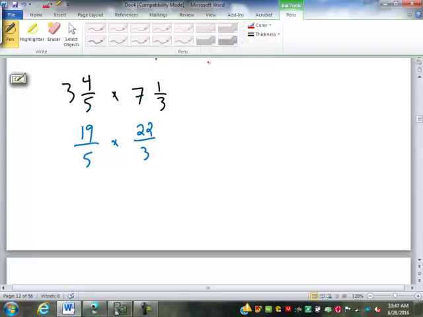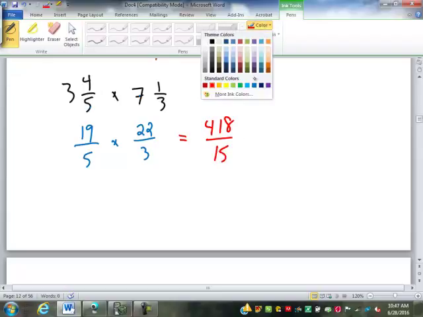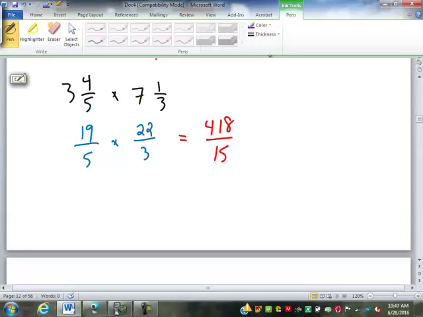Now I could cross cancel here if there was anything to cross cancel, but in this case, there's not. So 19 times 22 is 418, good. 5 times 3 is 15. Now we do still have to reduce it. That's where this is a little challenging for us.